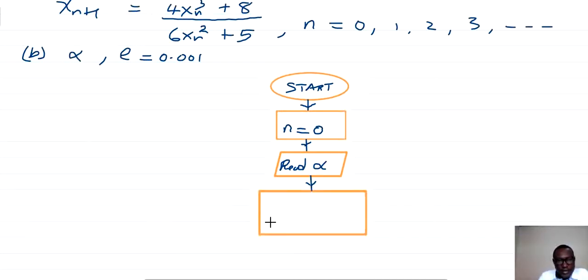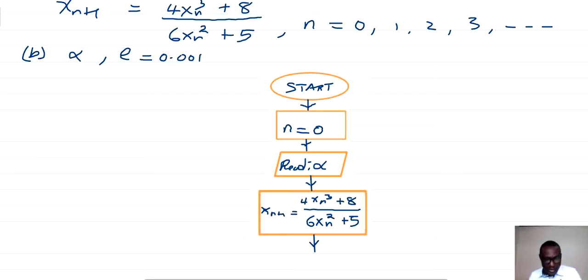So this is where we shall have to compute xn+1 being equal to (4xn³ + 8) over (6xn² + 5). After computing xn, remember we have alpha, which is our initial approximation. We shall be required to compute the error. So that is the next step, and the error is what helps us to determine whether to continue or not.